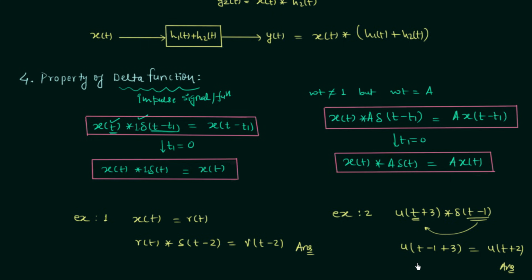So this is all for this presentation. We have seen 4 important properties of convolution operation. If you have any doubt, you may ask in the comment section. In the next presentation, we will discuss 5th and 6th properties of convolution operation.